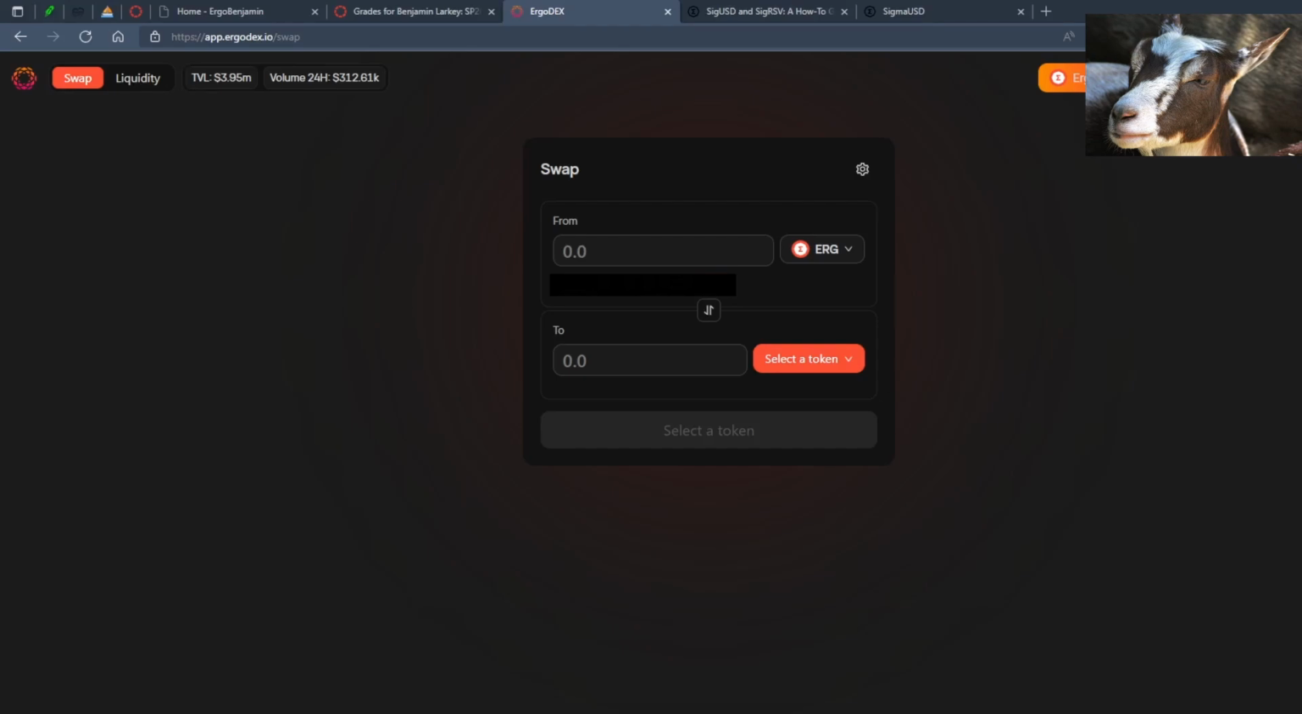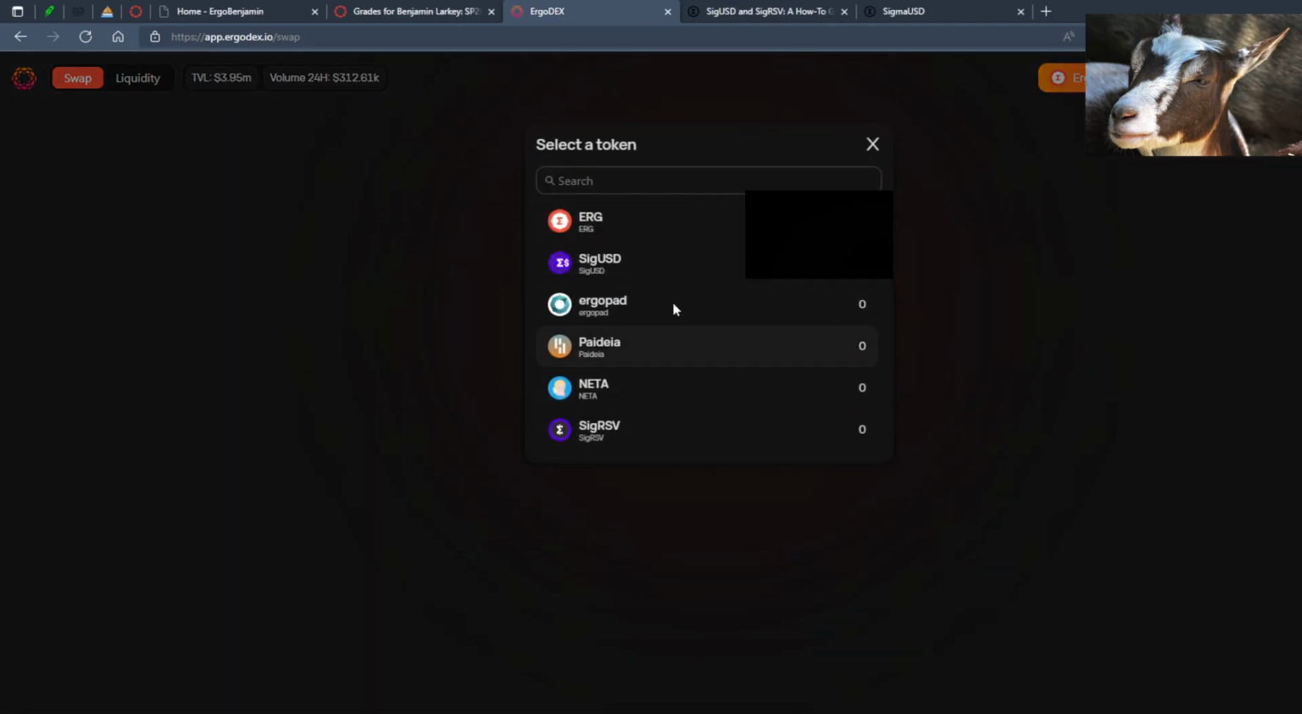Today we're going to be looking at the ErgoDex and talking about SigRSV versus SigUSD, right? I've seen that there's some confusion among the community about this. So we're going to talk first about how to use the ErgoDex and how this all works. First, we're going to talk about it in just general terms, right?